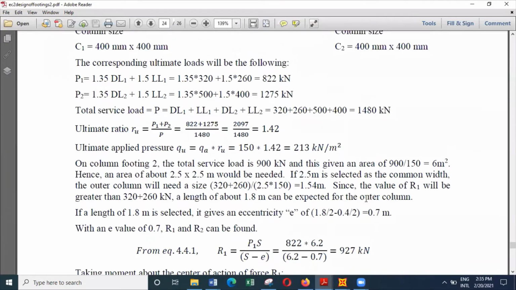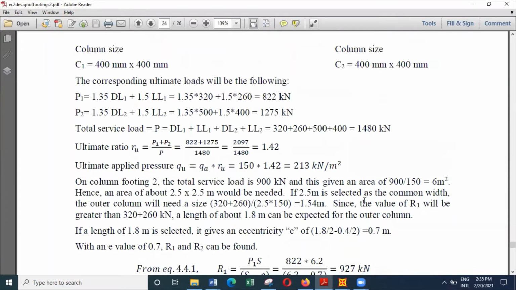Oh, sorry, this 927 is an ultimate value. So 927 divided by 213, divided by 2.5, we get a value of 1.74 meters. Which means the value we selected as 1.8 meters may be okay. So based on this 1.8 meters and 2.5 meters, we are not exceeding the bearing capacity.